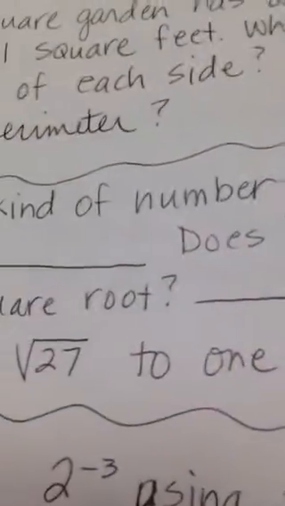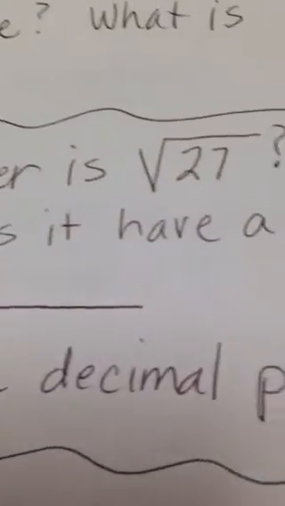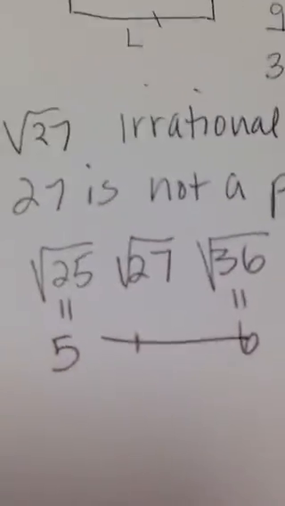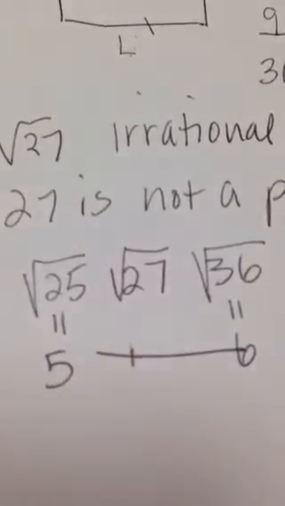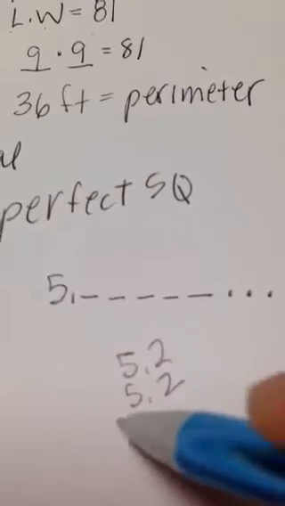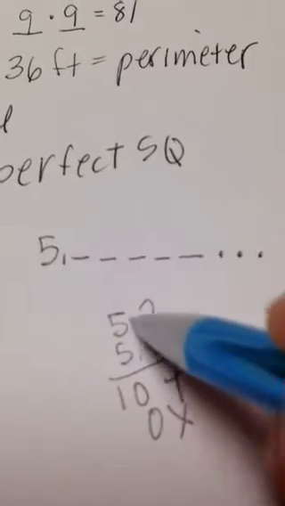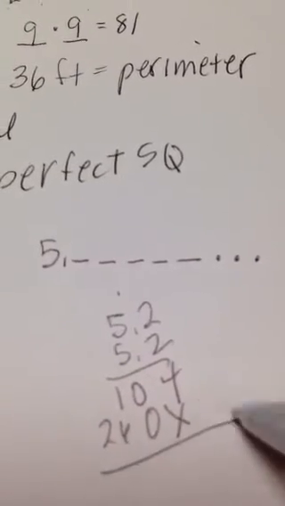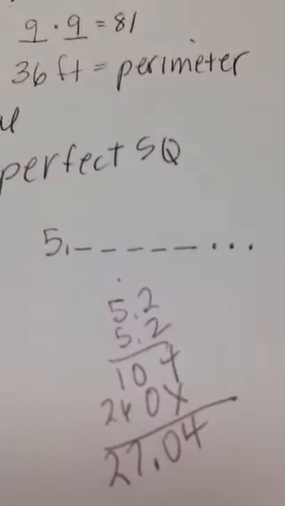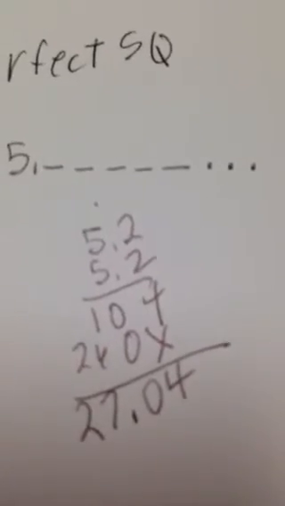Oh, this says estimate the square root of 27 to 1 decimal place. Well, we kind of started to do that, didn't we? It's between 5 and 6, and it's closer to 5, so I'm thinking maybe it's 5.2 squared. So that would be 27.04, which is pretty close. It goes over just a little bit.